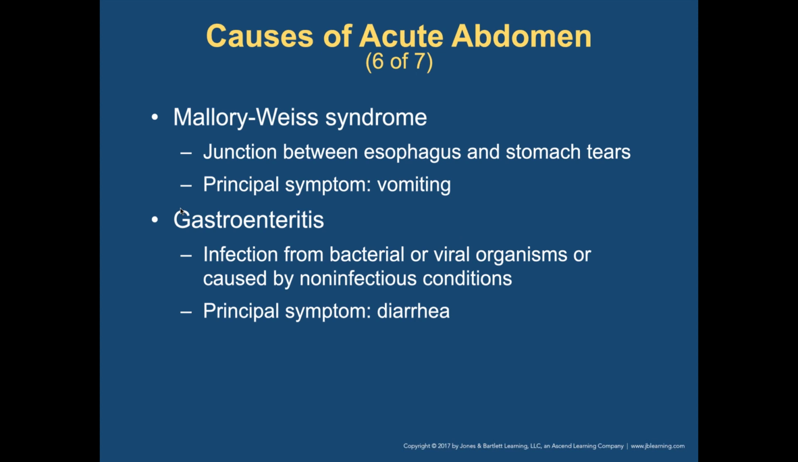Some primary risk factors for this are alcoholism and eating disorders. Bulimia can cause this, basically. Prevalent in older adults and older children. Vomiting is a principal symptom. In extreme cases, patients may experience signs and symptoms of shock, upper abdominal pain, hematemesis, and melena.